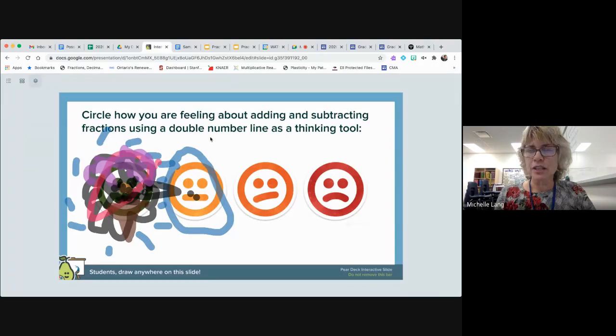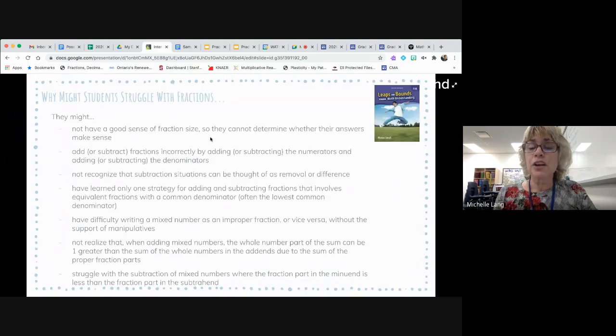Any other challenges that you anticipate your students might have or questions you have at this point? So there are quite a few areas with fractions in general that students might struggle with. And we've shared these before in the just-in-time slide decks. This information comes from Leaps and Bounds and from the experience of the writers, the authors, having worked with a lot of students with fractions. So there's all of these areas that students might struggle with.